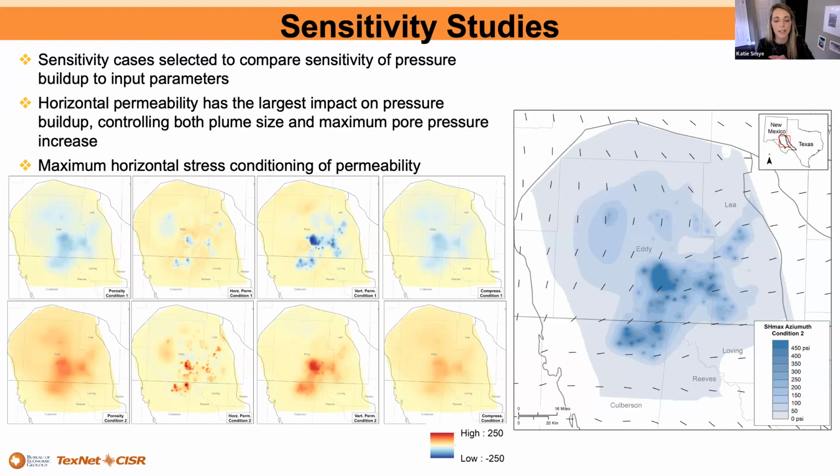And this makes sense because horizontal permeability is also controlling our calibration points that we have in the model, of which there are relatively few. So this is expected, that horizontal permeability is controlling both the size and the maximum pore pressure buildup. We've also looked at cases of maximum horizontal stress conditioning of permeability. It's a relatively well-known phenomenon that permeability can be increased along with maximum horizontal stress. So we looked at a variety of cases of increasing permeability to trend with the maximum horizontal stress azimuth. And this is an interpolated map from DeVore and Zoback in 2021. But this case in particular didn't have a very strong effect on our distribution of pore pressure change.